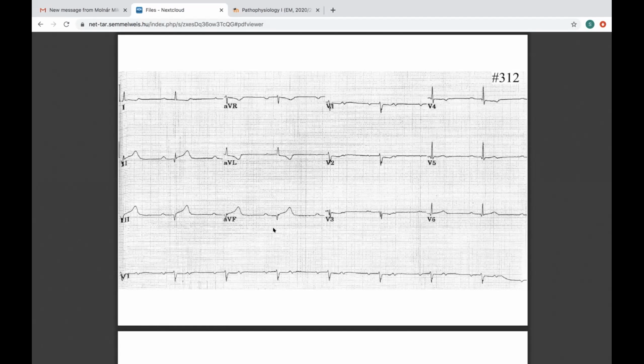Go on. And pathological Q wave, because you already said that the QRS is narrow. You already said about the axis. Okay, let's see pathological Q wave. Do we have?